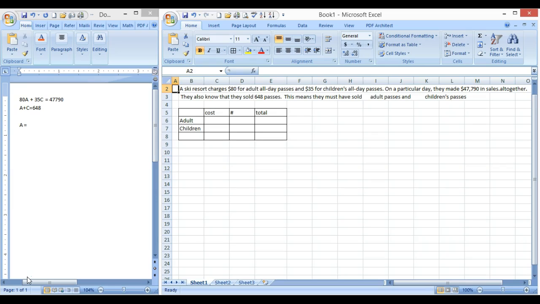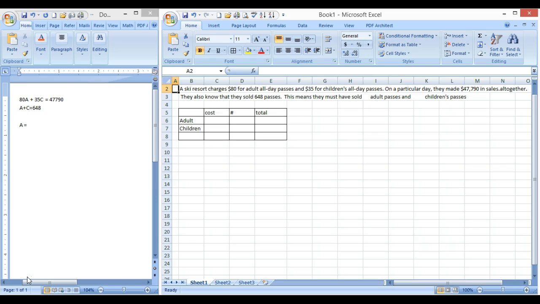A ski resort charges $80 for adult all-day passes and $35 for children's all-day passes. On a particular day, they made $47,790 in sales altogether. They also know that they sold 648 passes. This means they must have sold a certain number of adult passes and a certain number of children's passes.